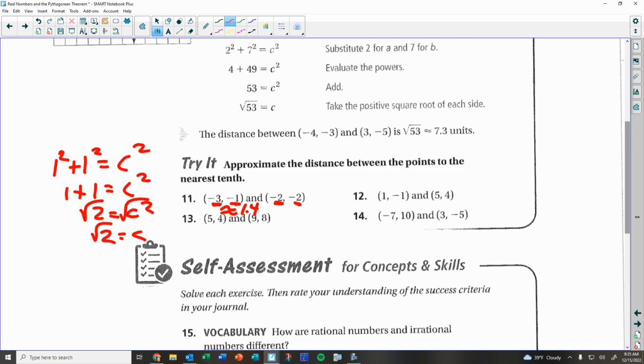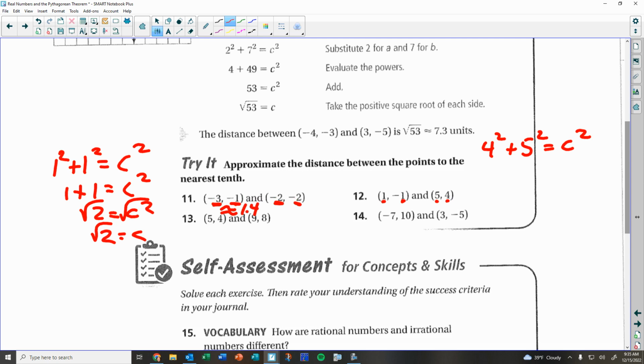Try it with number 12. Maybe 12 is a little bit further apart. So what's the distance between 1 and 5? How many units? 4. And what about from -1 to 4? 5.